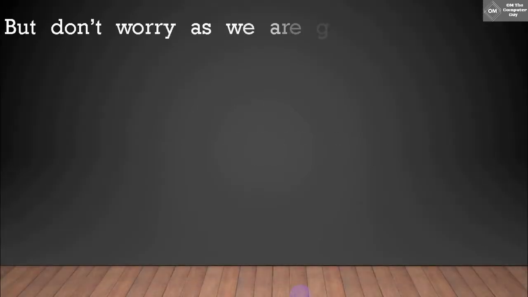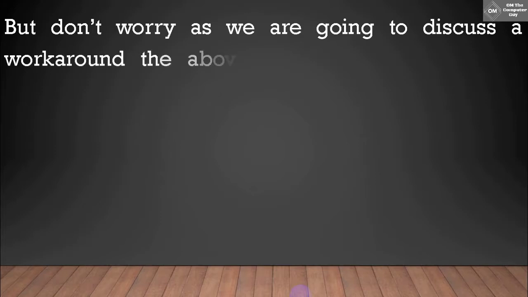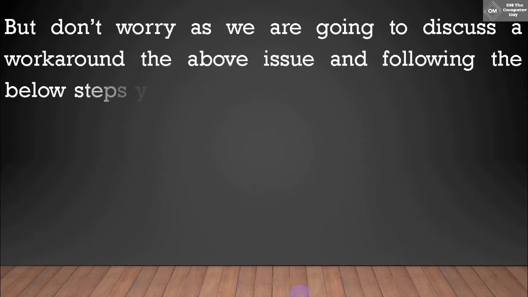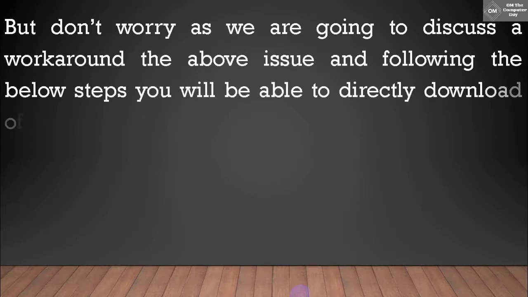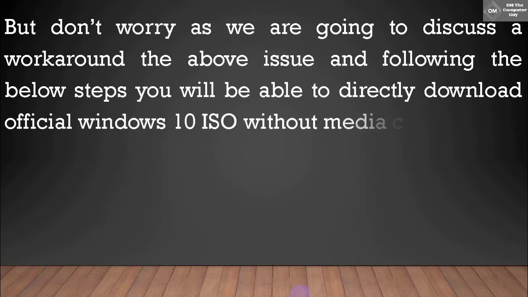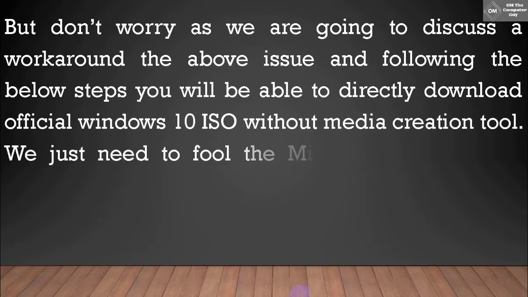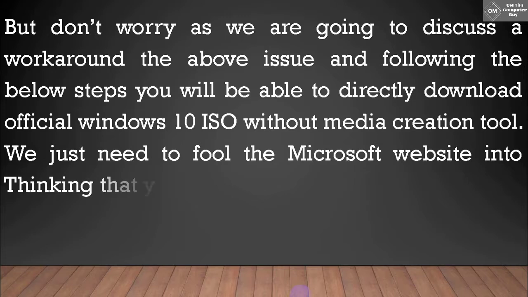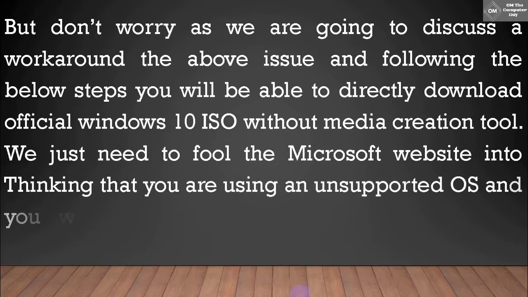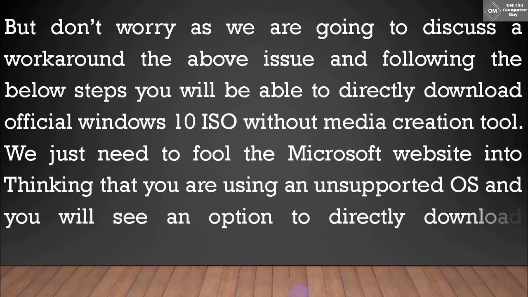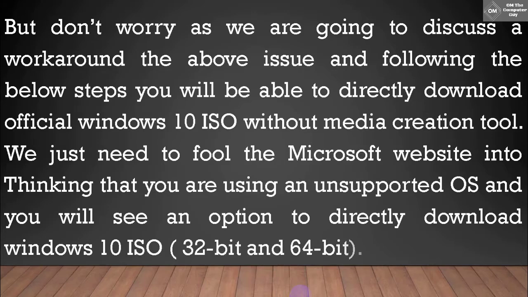But do not worry, as we are going to discuss a workaround for the above issue. By following the below steps, you will be able to directly download official Windows 10 ISO without the media creation tool. You just need to fool the Microsoft website into thinking that you are using an unsupported OS, and you will see options to directly download Windows 10 ISO 32-bit and 64-bit.